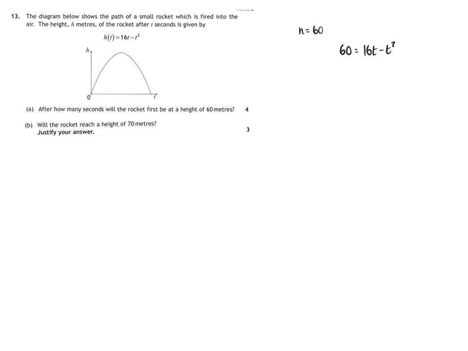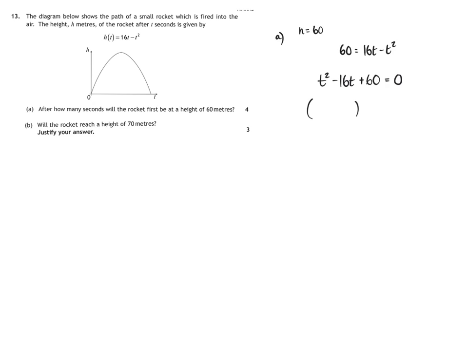Okay, so if we do this, we can rearrange. So if we add t squared to both sides, we're going to get t squared. We're going to take away 16t from both sides, so we get take away 16t, and then we've still got our 60, and that's equal to 0. So now we can factorise.